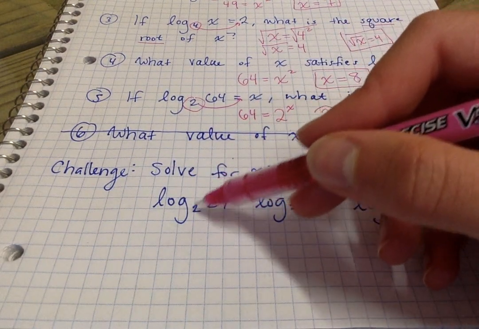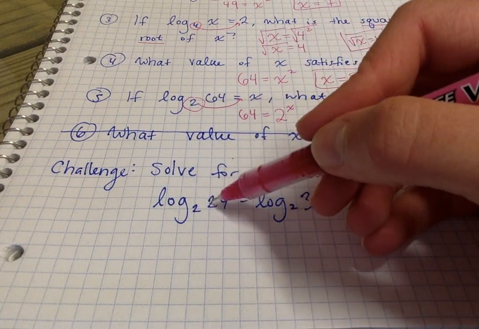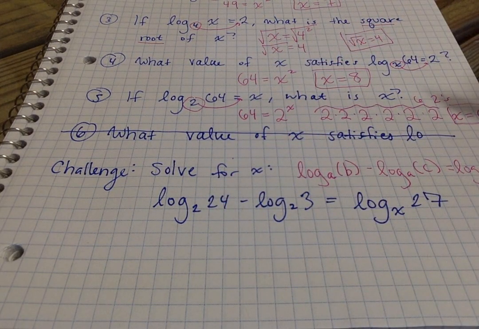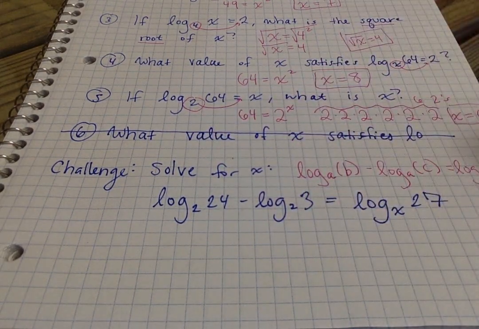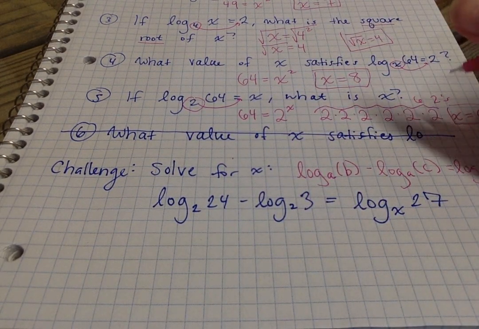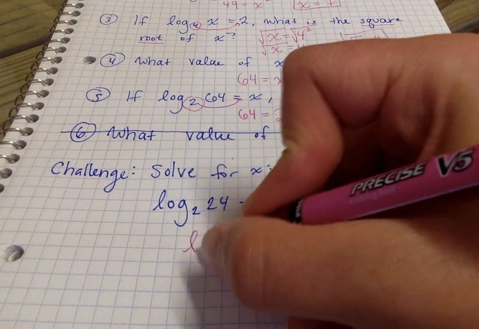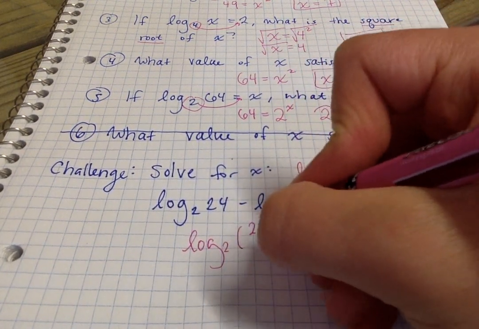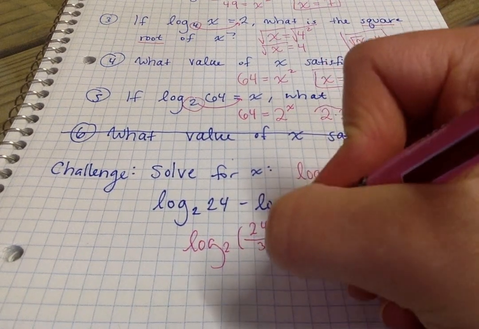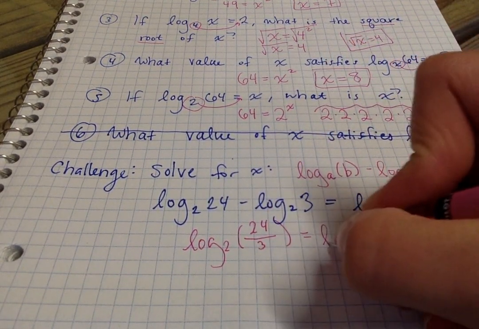Now, log base 2 of 24. That's saying 2 to what power is 24? And log base 2 of 3. 2 to what power is 3? Well, that's very difficult. I don't know what 2 to what power is 24. What I do know is this is the same thing since they have the same base. Log base 2 of 24 divided by 3 is the same thing.